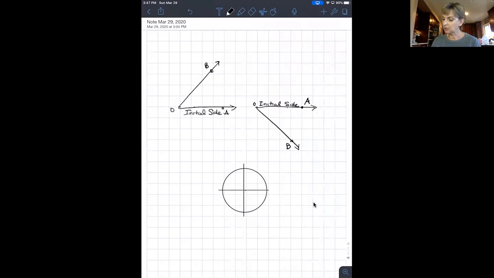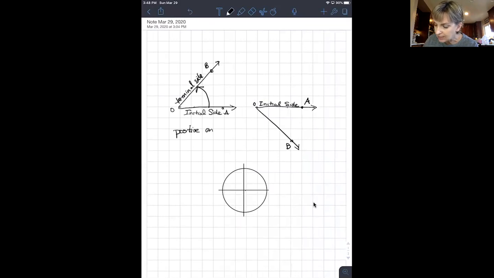For positive and negative angles in degrees, we always started at the positive x-axis, and a positive angle was one that started at the positive x-axis and then moved in a counterclockwise position, like this one here on the left. We started at the positive x-axis, and then we ended over here on the terminal side. That's an example of a positive angle.